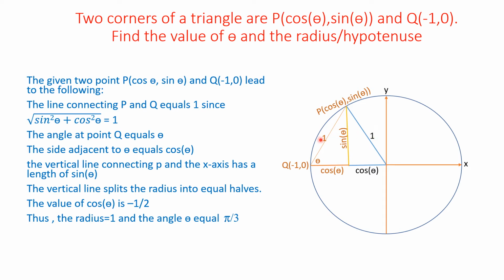3 sides, this is an equilateral triangle, so for that reason theta must be equal to 60 degrees or pi divided by 3, and the same thing for this angle should also be pi divided by 3, and this angle pi divided by 3. So the answer to the question is that the radius is equal to 1 and the angle theta must be equal to pi divided by 3.